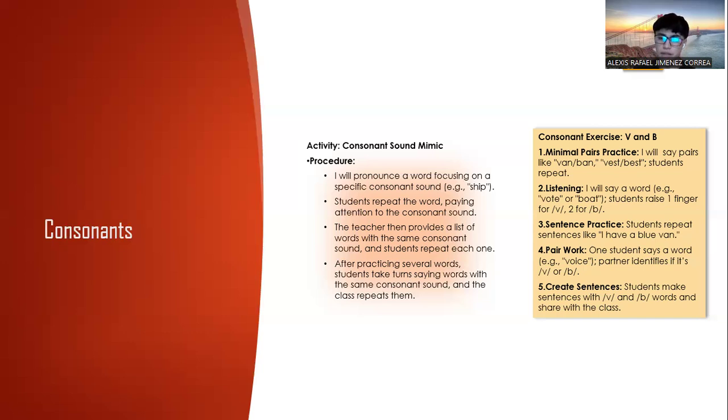For the first one, we use our lower lip with our upper teeth, and for B, we use both of our lips. And then we have the sentence practice, which students will repeat sentences like, I have a blue van. And the fourth step is to make pair work. One student will say a word, for example, boys, and then the partner identifies if it's V or B.